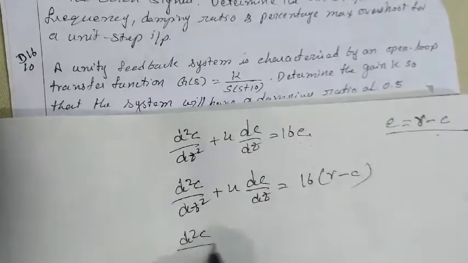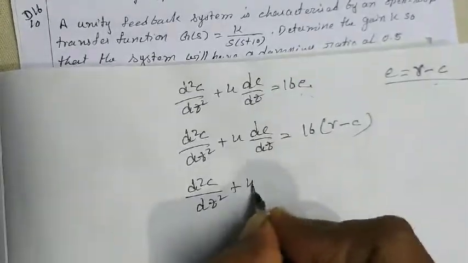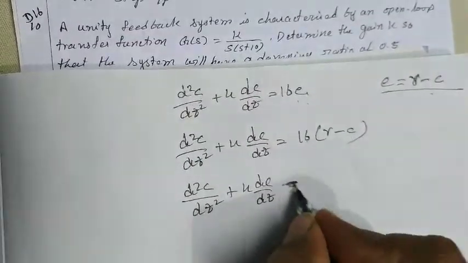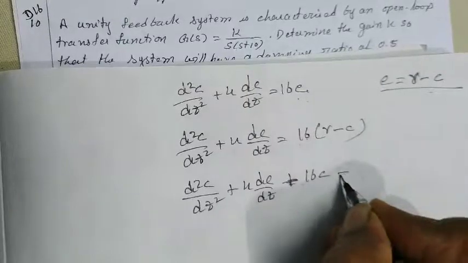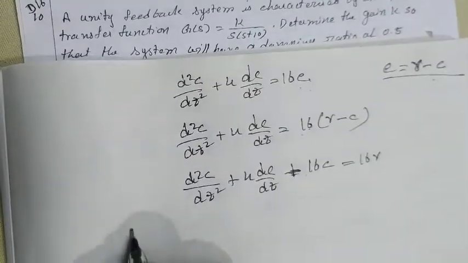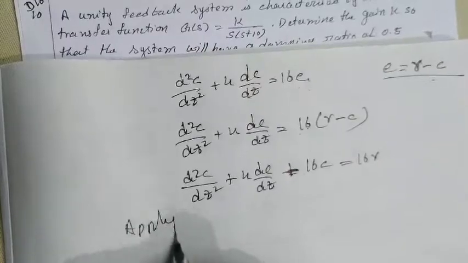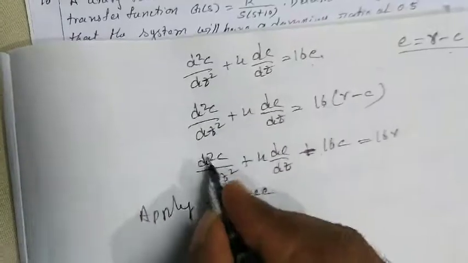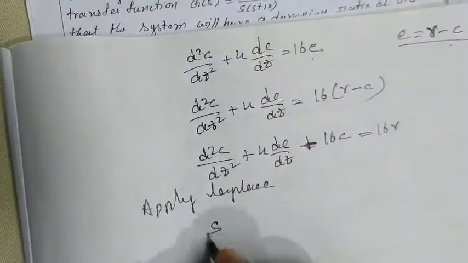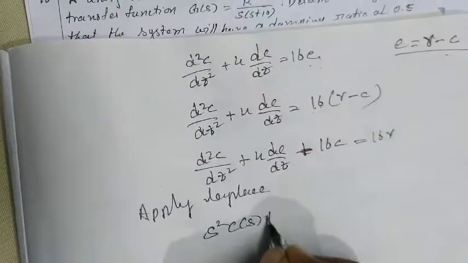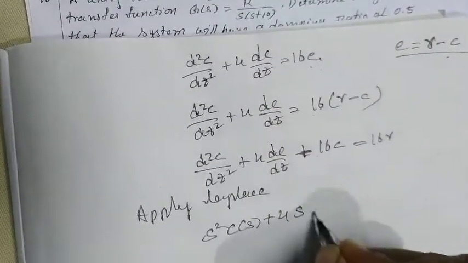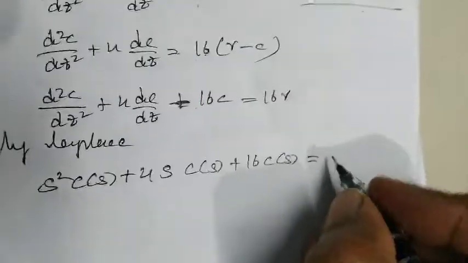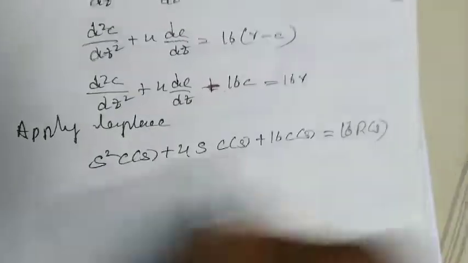Now d square c by dt square plus 4 dc by dt, I am bringing this 16c to this side. So plus 16c is equal to 16r. Now applying Laplace, I'll get s square c of s plus 4s c of s plus 16 c of s is equal to 16 r of s.